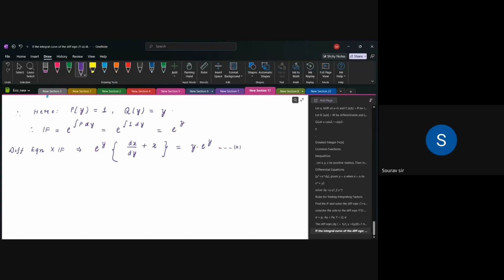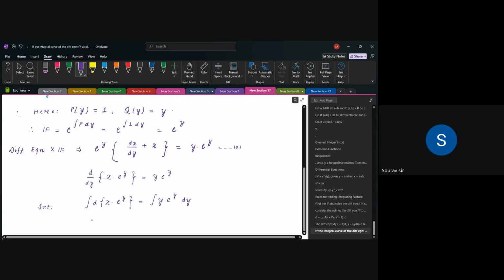So after this, the left-hand side can be written as d/dy of x into the integrating factor, right? So this is nothing but d of (x e^y) equals y e^y dy. And then you can integrate both sides. So the left-hand side will be simply x e^y. And what about the right side? Can anyone tell me? How should we integrate that?